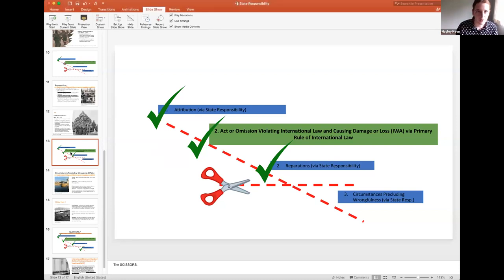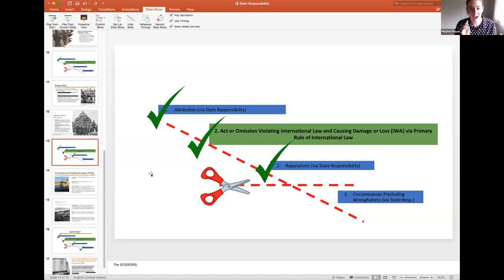Okay, so if we have no more questions, we're here now at the cutting point. So we've done our reparations. We've come all the way down the line. The scissors are here because one way you can totally disconnect that attribution aspect at the top from your full chain of responsibility is to say that there was something intervening here. There was a circumstance that makes you non-responsible.